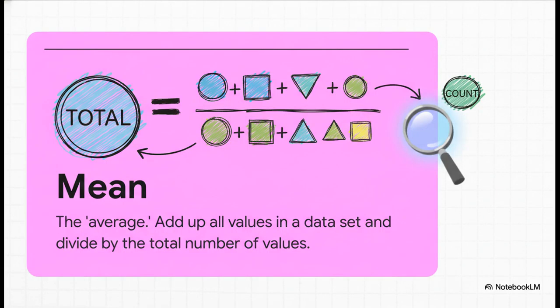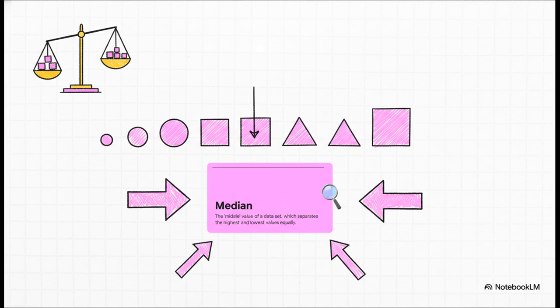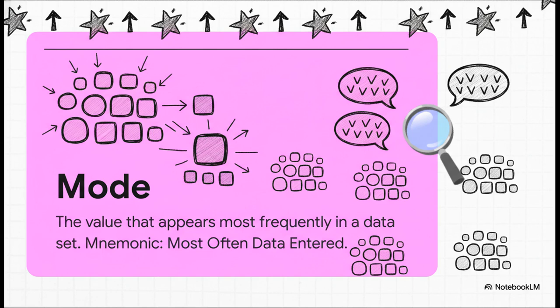First up is the one we all learned in school, the mean. This is what most of us are talking about when we say the average. And it's super straightforward. You just add everything up, and then you divide by how many things you added. Simple as that. Next, we've got the median. The key word to remember here is middle. You literally line all your numbers up in order, from the smallest to the largest, and the median is the number that's sitting right there in the physical middle of that line. And our third tool is the mode. The mode is all about popularity. It's just the number that shows up most frequently in your list. And I gotta say, I love this little memory trick from our source material. Just think of mode as the most often data entered.